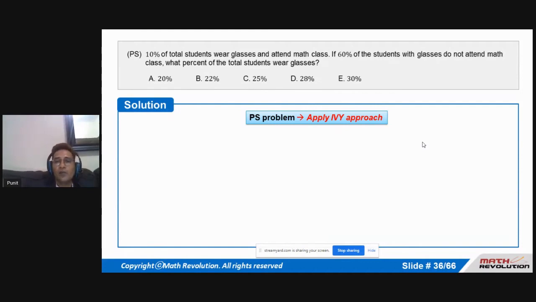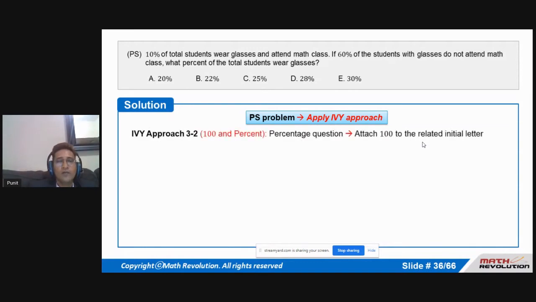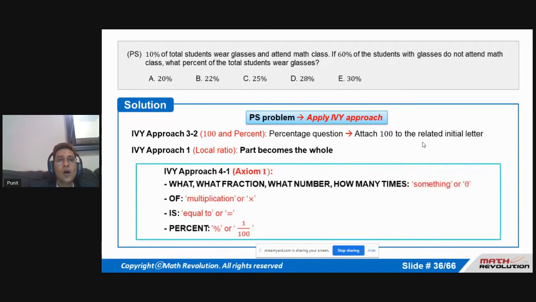So we'll apply the approach, everything that we have learned. Since it's a percentage question, we are applying 100. We'll be attaching 100 to the initial letter. Second, what percent of the total students wear glasses? If there happens to be a local ratio, the part becomes the whole. And third, what percent of the total students? That's the Axiom 1 application. So we need to be very much aware of what is what, how we write it, and what the percentages are.